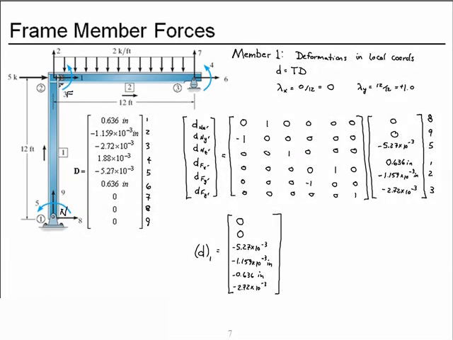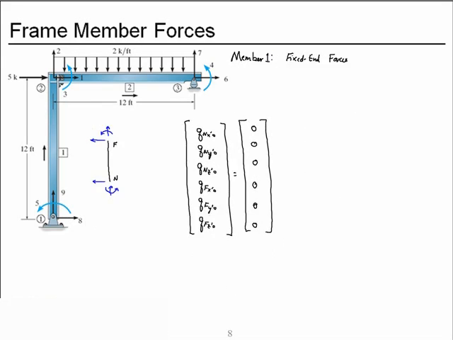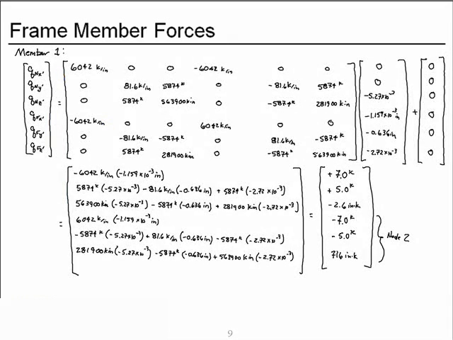Starting with member 1, we use the transformation matrix to convert deformations in global coordinates to deformations in local coordinates. We also found the fixed end forces in local coordinates. We then assembled the element stiffness matrix in local coordinates, that is K prime, multiplied K prime times little d, the deformations in local coordinates, added in the fixed end forces, little q naught, and obtained the member forces for member 1, and we identified which of those were associated with node 2.